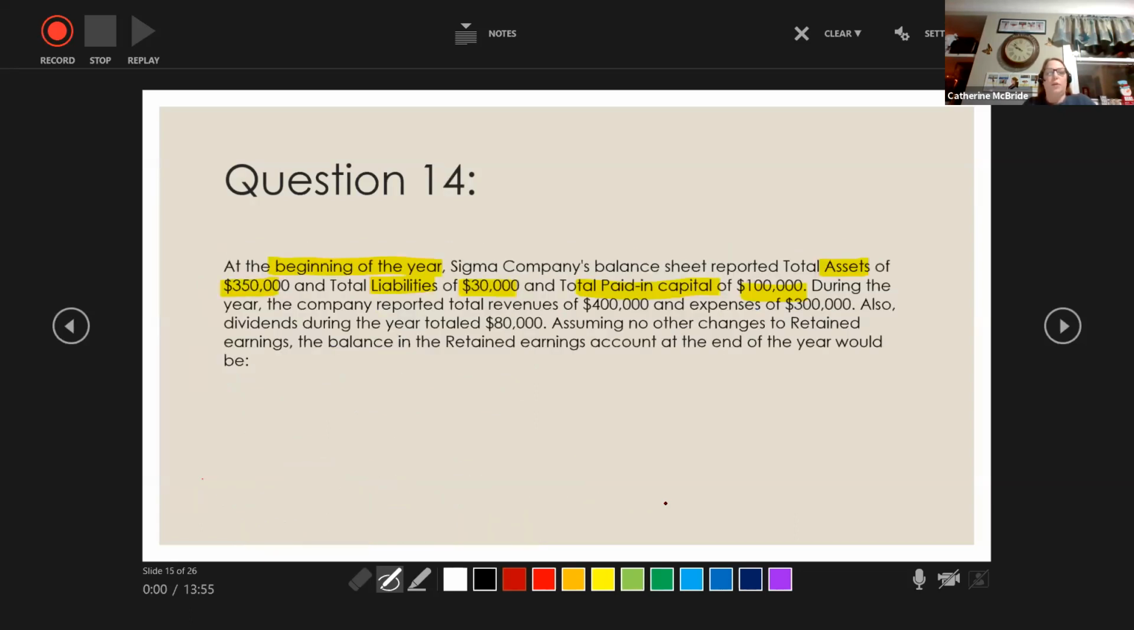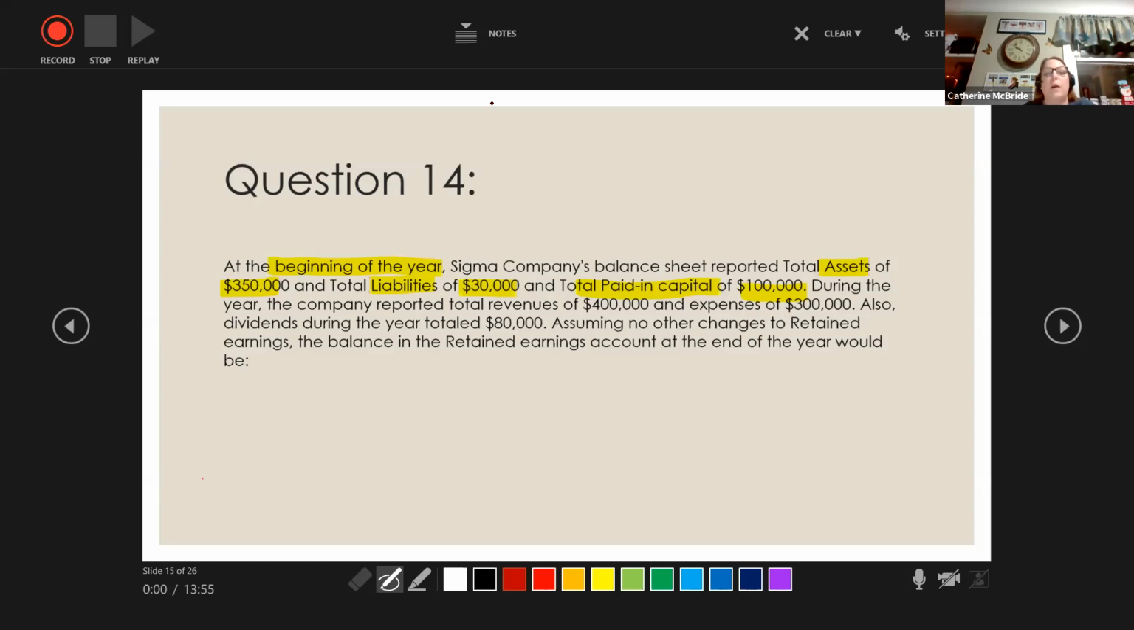Assuming no other changes, what is the balance of retained earnings? Okay. So at the beginning of the year, Sigma Company's balance sheet reported total assets of $350,000, total liabilities of $30,000, total paid-in capital of $100,000. During the year, the company reported total revenue. Okay, so I see how we have to do this.